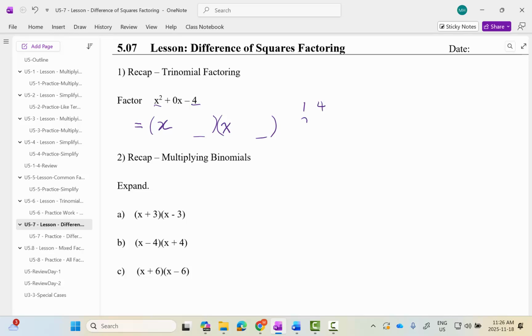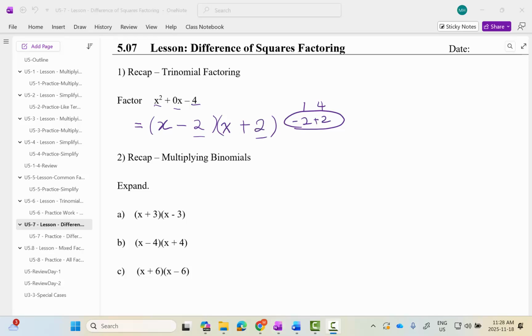1 and 4 and 2 times 2. Now, which of these pairs is going to give you 0x? So we look at this and we see that this has to be what? One has to be negative, one has to be positive. So as long as one is negative and one is positive, you're going to get 0x. So the answer is minus 2 plus 2.